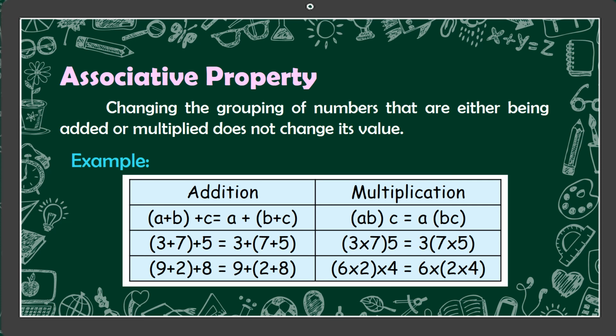Examples for multiplication, quantity a times b times c is equal to a times quantity b times c. Another example, quantity 3 times 7 times 5 is equal to 3 times quantity 7 times 5. Maiba man ang groupings natin, same pa rin ang kanilang product. And last example, quantity 6 times 2 times 4 is equal to 6 times quantity 2 times 4.